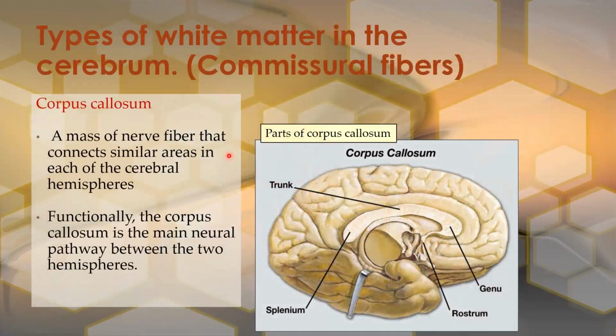There are many examples of white matter in the cerebrum. One of them is the corpus callosum. The corpus callosum is a mass of nerve fibers that connect similar areas in each cerebral hemisphere. Functionally, it is the main neural pathway between the two hemispheres. There are different parts of the corpus callosum: the splenium, the trunk, the genu, and the rostrum.